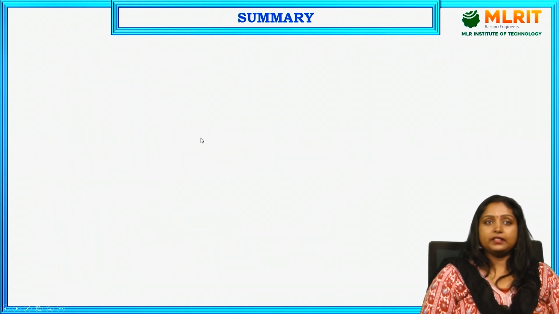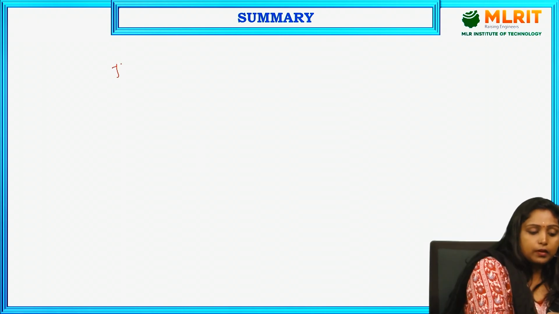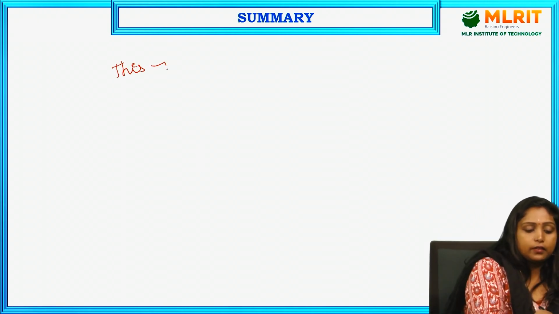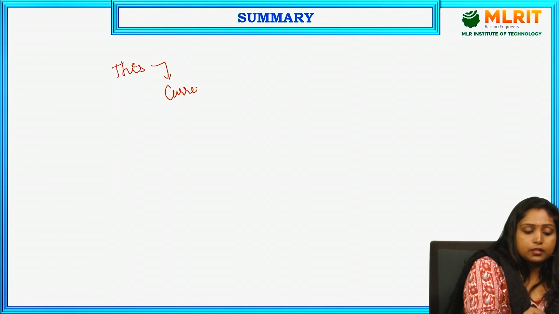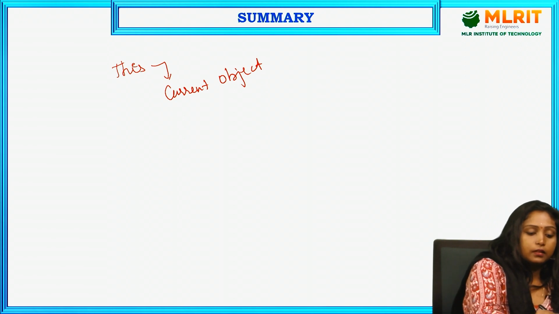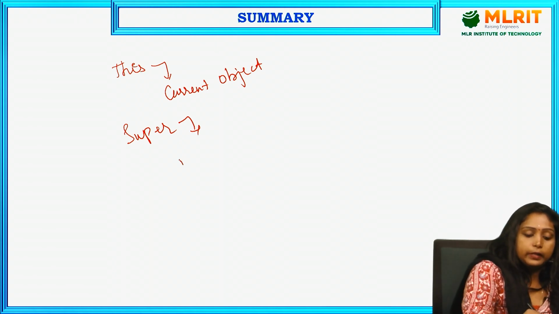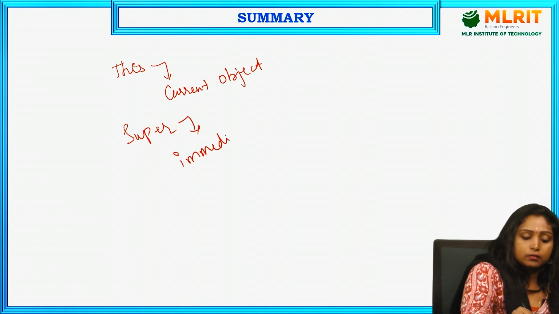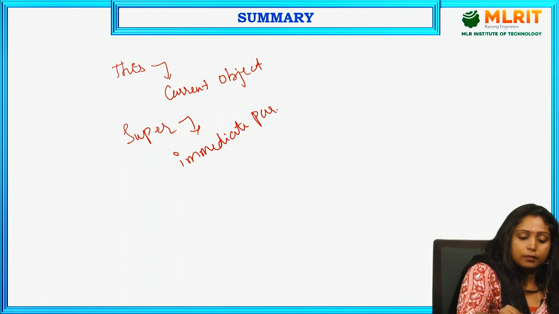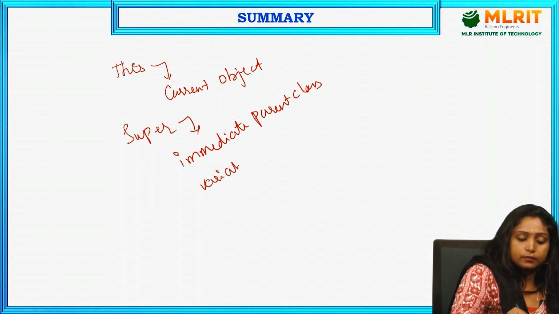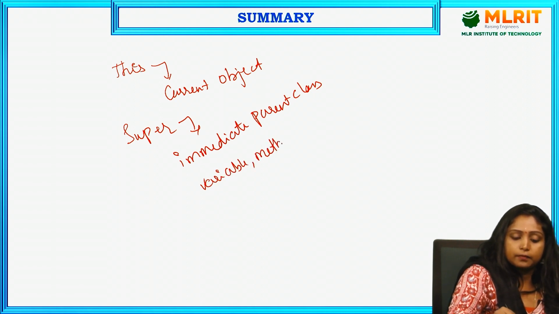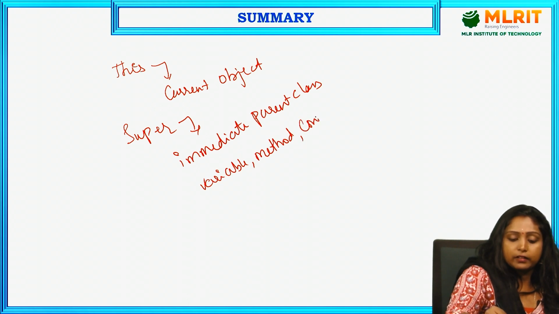So what we have learned in today's session: what is the this keyword? The this keyword refers to the current object. And next we have seen the super keyword. The super keyword is used to refer to the immediate parent class variable, method or constructor.